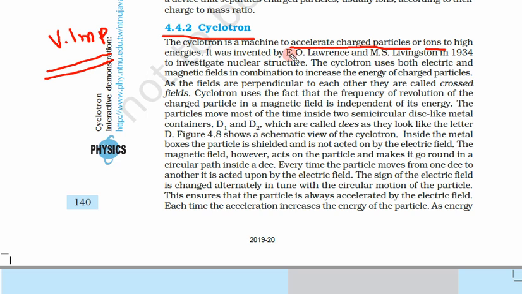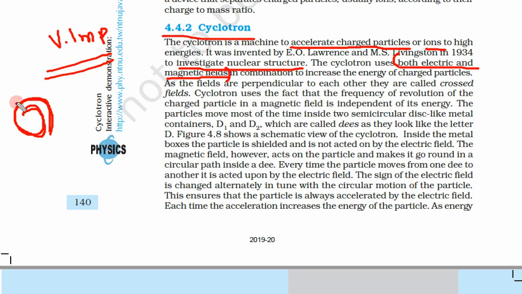It was invented by E.O. Lawrence and M.S. Livingston in 1934. So it is quite old. It was invented to investigate nuclear structure. The cyclotron uses both electric and magnetic fields in combination. So there is a magnetic field to make particles go in a circular path, and an electric field so that their path keeps on getting bigger.